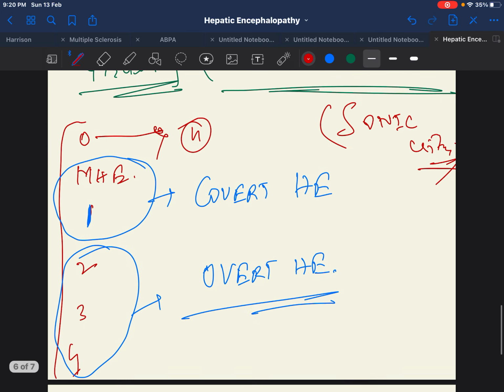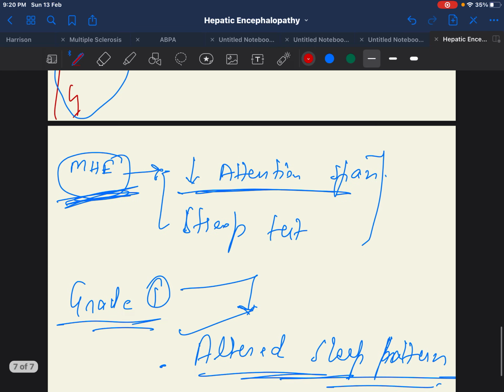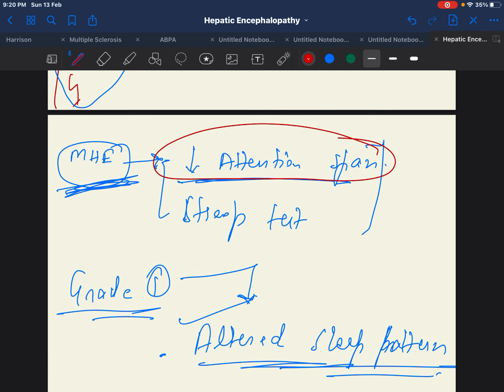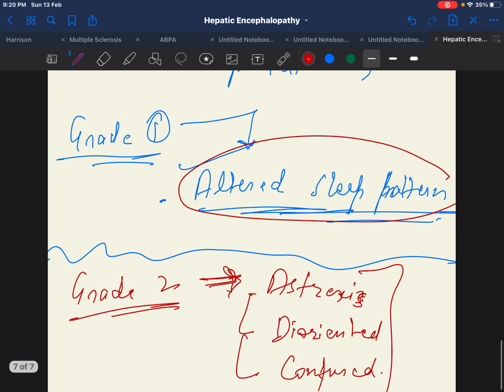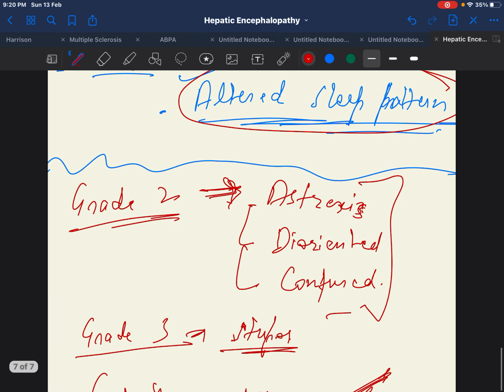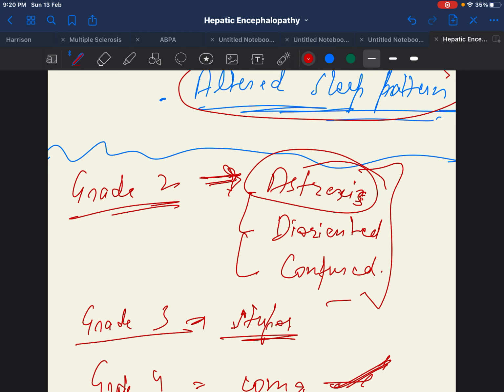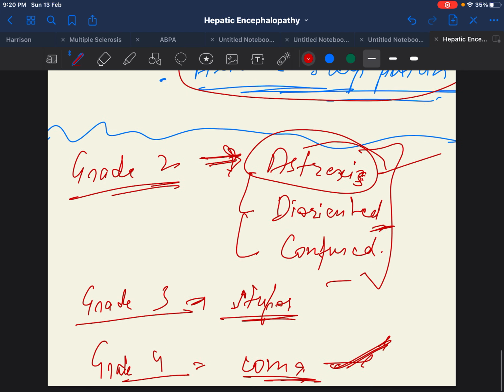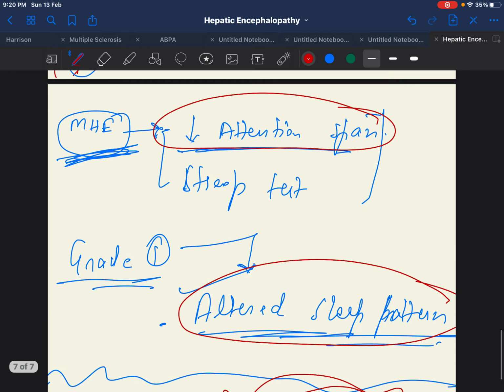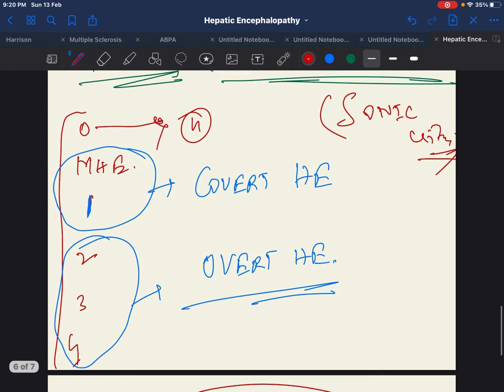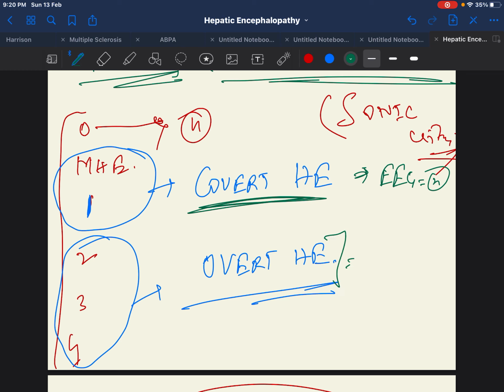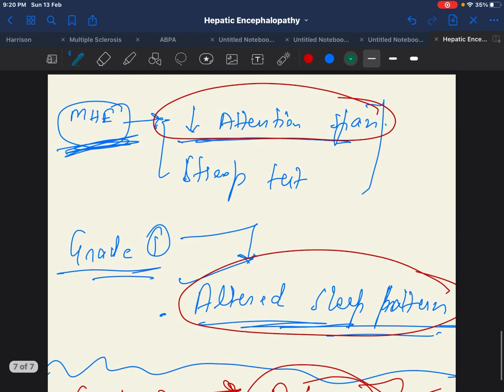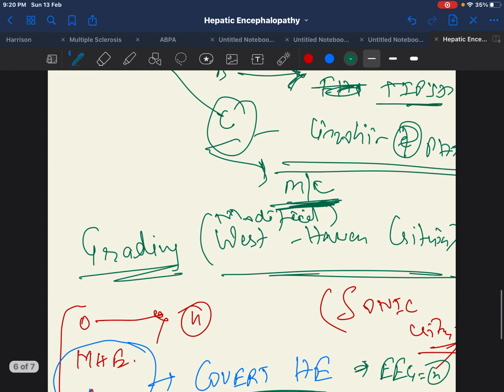So grade 0, the patient will be normal. In minimal hepatic encephalopathy, there will be a decreased attention span. In grade 1, altered sleep pattern and behavior and personality problems. Grade 2 mainly has asterixis, and the patient will be disoriented and confused. Grade 3 is stupor, and grade 4 is coma. One thing we should also keep in mind is that in covert, the EEG will be normal, and in overt, the EEG may show some abnormalities, right? So just keep this in mind.